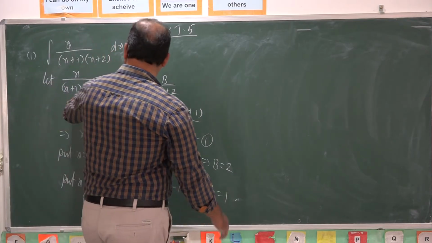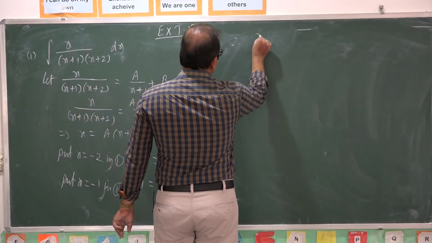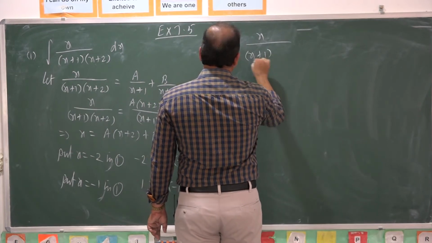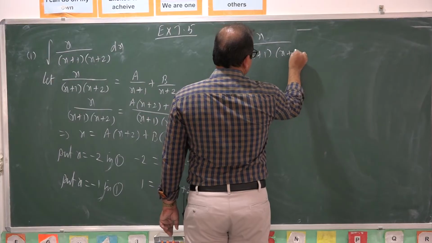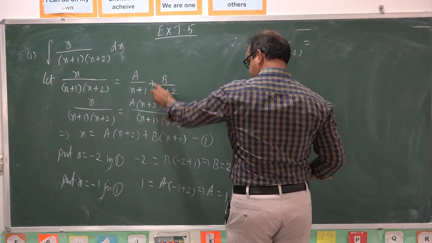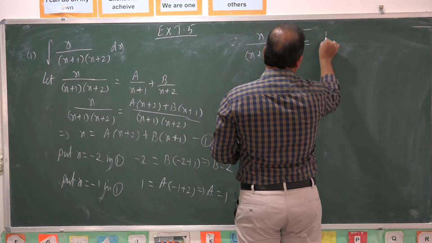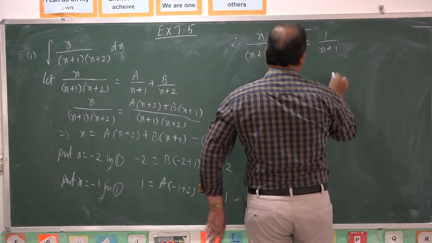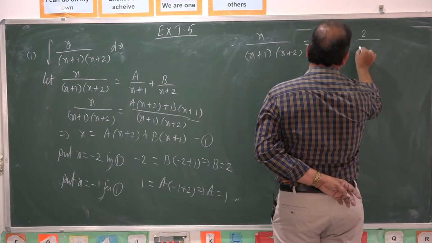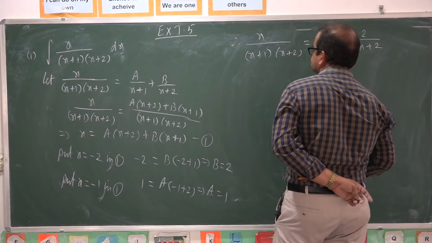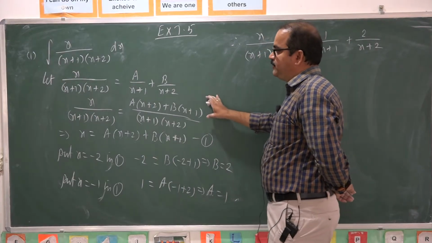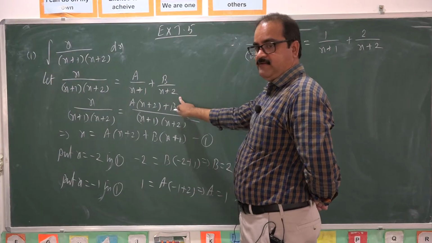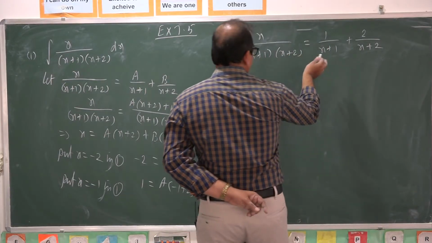Okay. Therefore, x by (x plus 1) into (x plus 2) is equal to a. What is the a value? 1. 1 by (x plus 1). The b value is 2. 2 by (x plus 2). In this way, first we reduce the proper fraction into a sum of two partial fractions and then integrate.